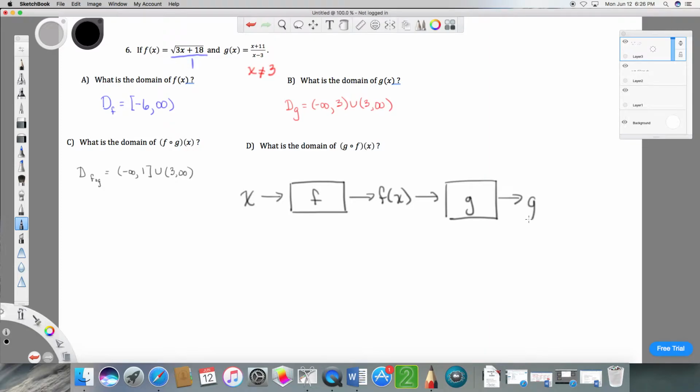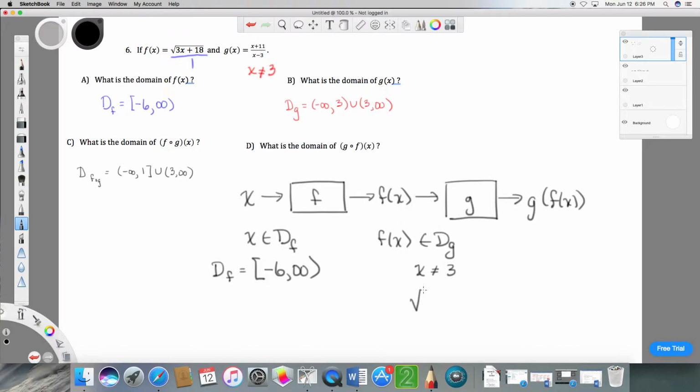So two things have to be true to get an output. This x has to be in the domain of f. And then f of x, the output of f, has to be in the domain of g. Otherwise, g of f of x will be undefined. So what is the domain of f? The domain of f was all real numbers greater than or equal to -6. What was the domain of g? The domain of g is all real numbers excluding the number 3.